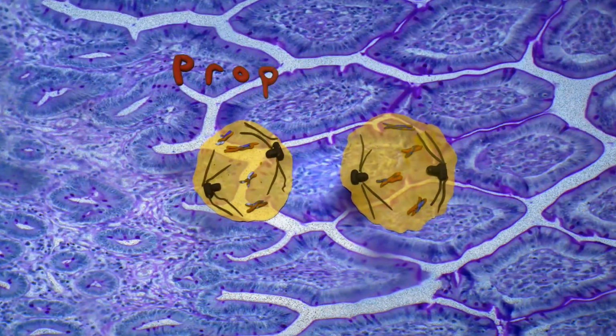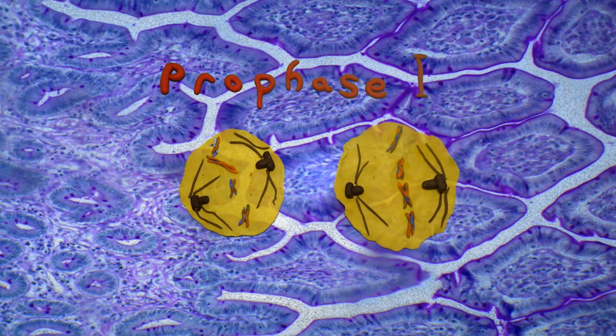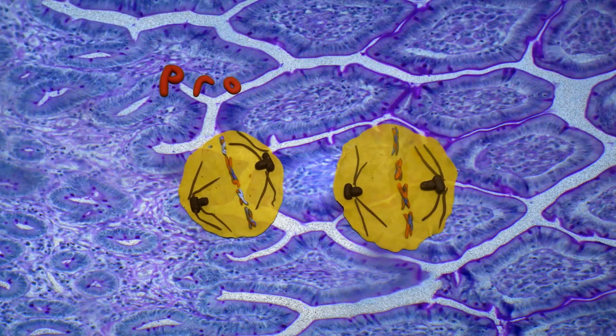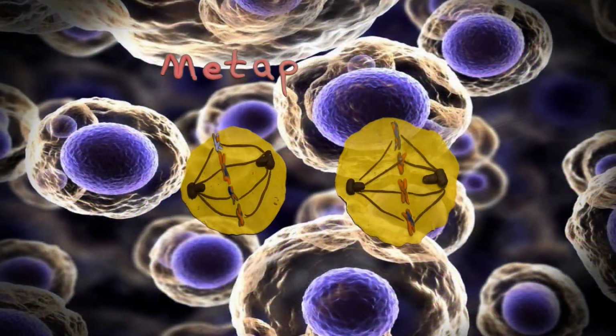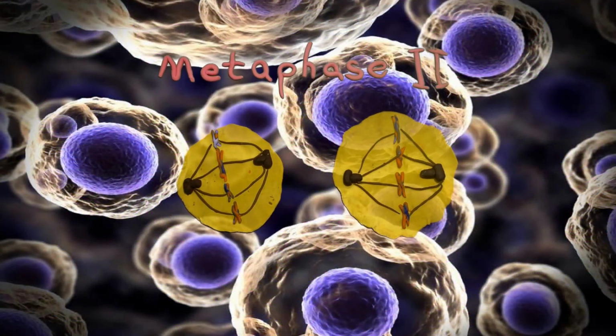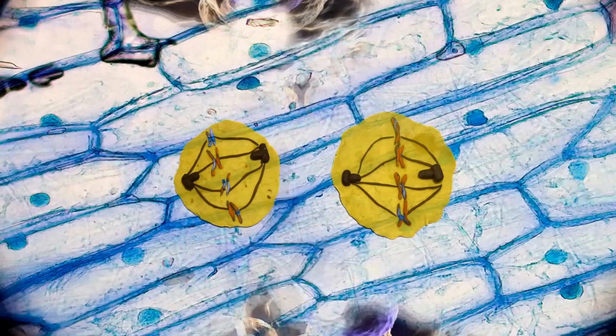Prophase 2 is the very first step in meiosis 2. We are not going to do interphase again. There is no more crossing over process in prophase 2. During metaphase 2, chromosomes line up in the middle again and spindle fibers attach to each of those centromeres.